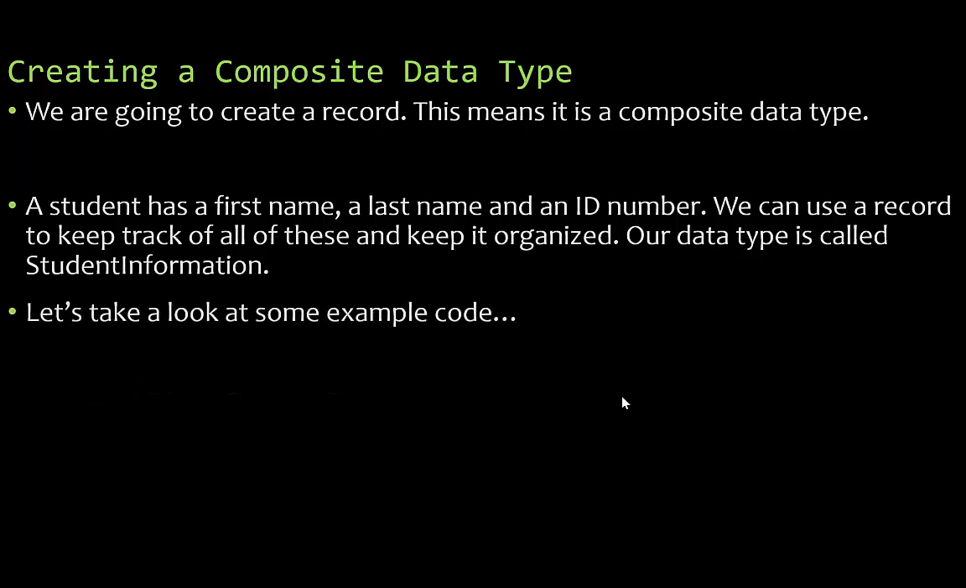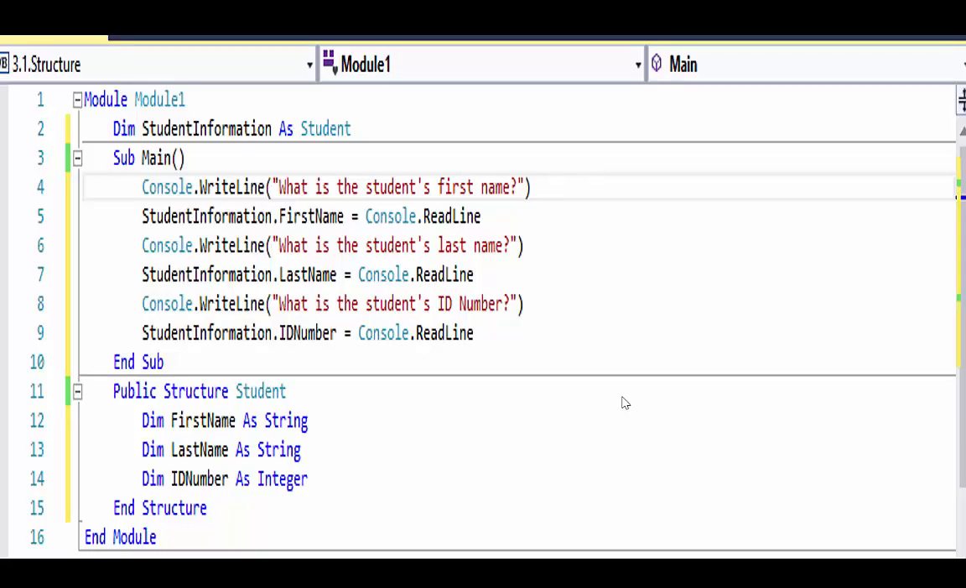So let's take a look at some example code here, and we also have a video on this if you want to watch the video and program along. But let's take a look at the code. So here we have our public structure, which tells us it's a record that we have called student. And student refers to first name, which is a string, last name as a string, and ID number as an integer. We're referring to more than one data type here.